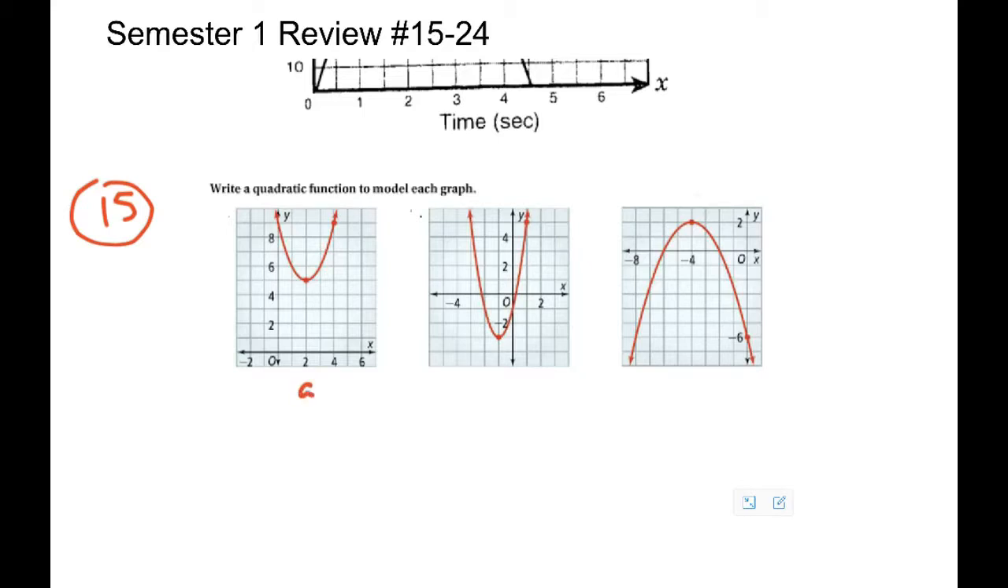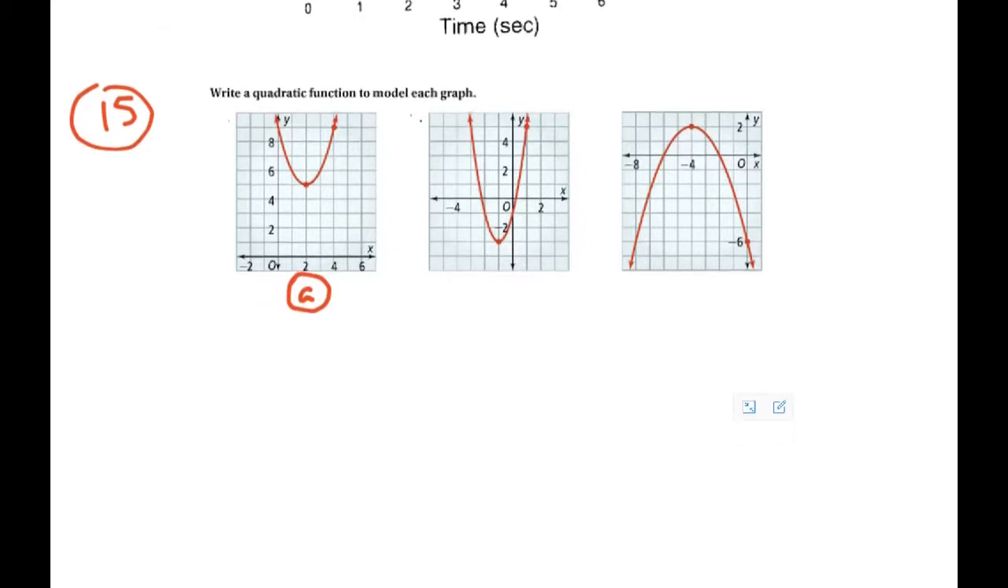So I'm going to call this graph A. In order to write a quadratic model, you need to know two pieces of information. You need to know the vertex. The vertex appears to be at (2, 5). And you need to know one additional ordered pair on the graph. Well, the other ordered pair they give us is this one over here, which appears to be (4, 9). And I'm going to call that point.